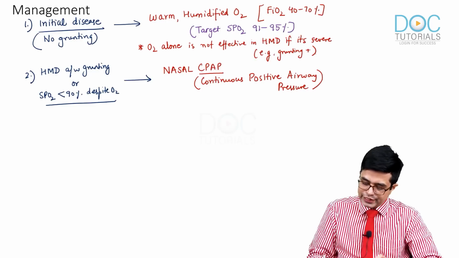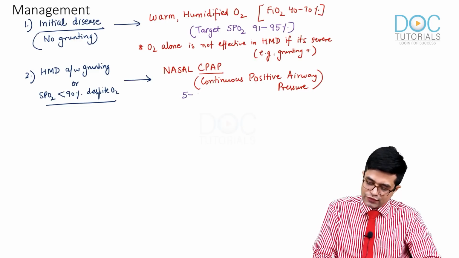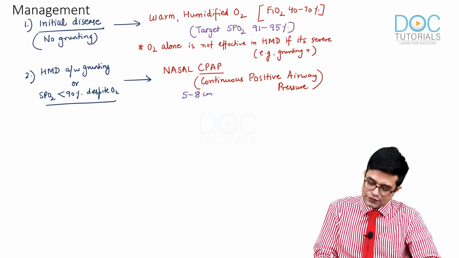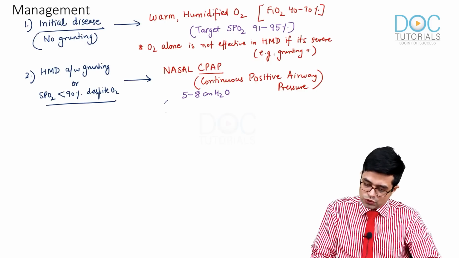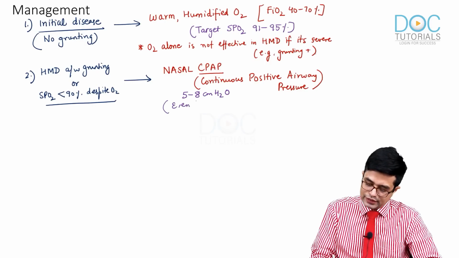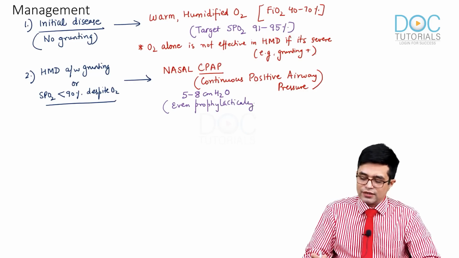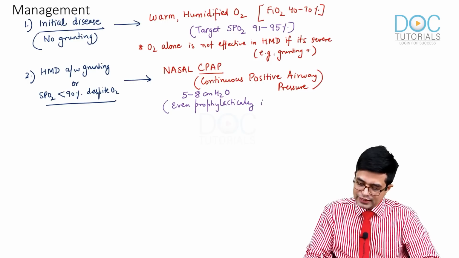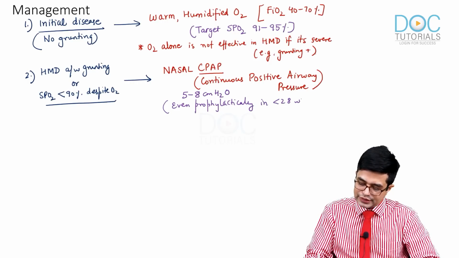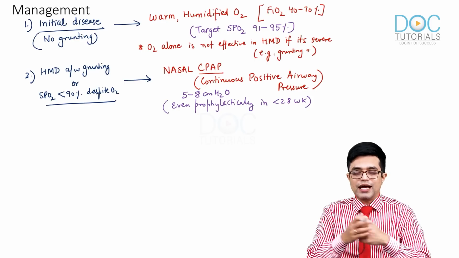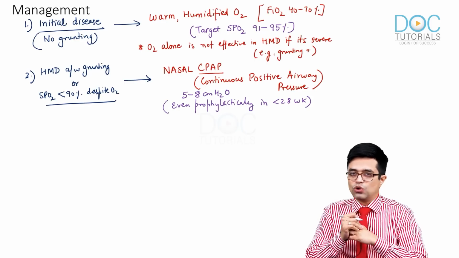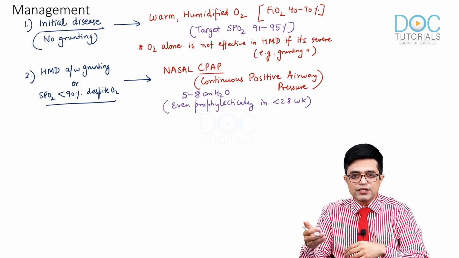How much pressure do we give? The pressure given is in the range of 5 to 8 centimeters of saline. And CPAP can even be used prophylactically also. Nelson says for a very preterm child, 26 week, 27 week, you can start CPAP even prophylactically in children less than 28 weeks. CPAP is a very effective therapy, and in well-established HMD, we don't even give oxygen. The direct step we start is CPAP.